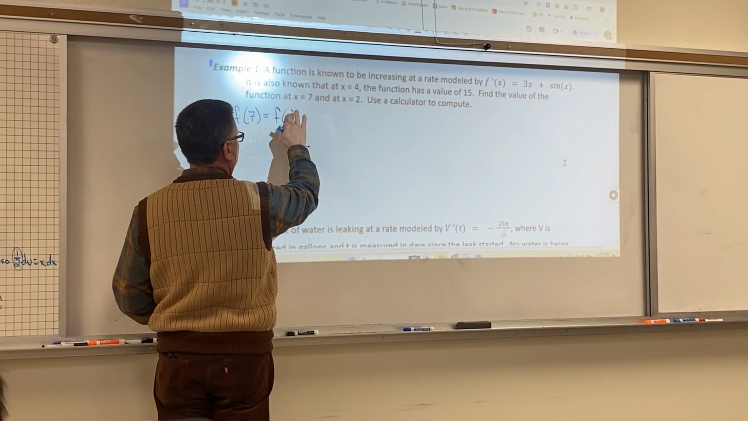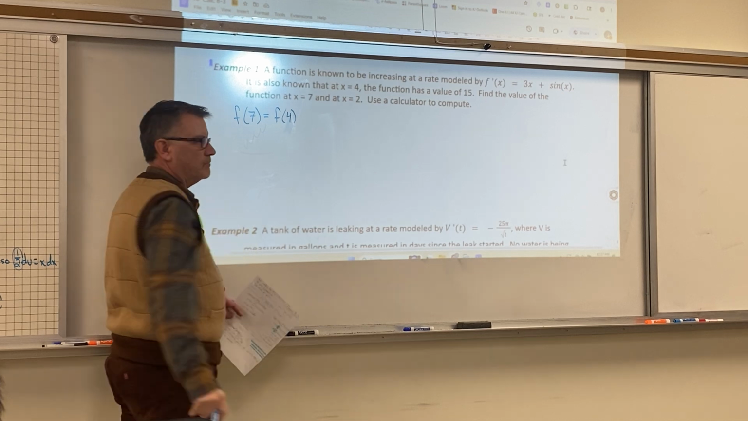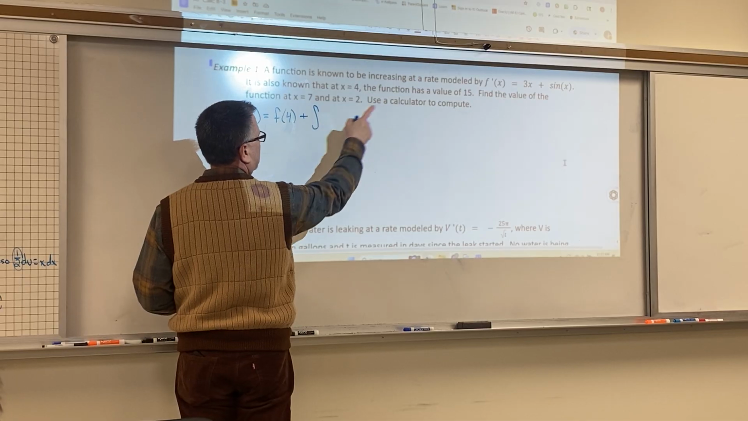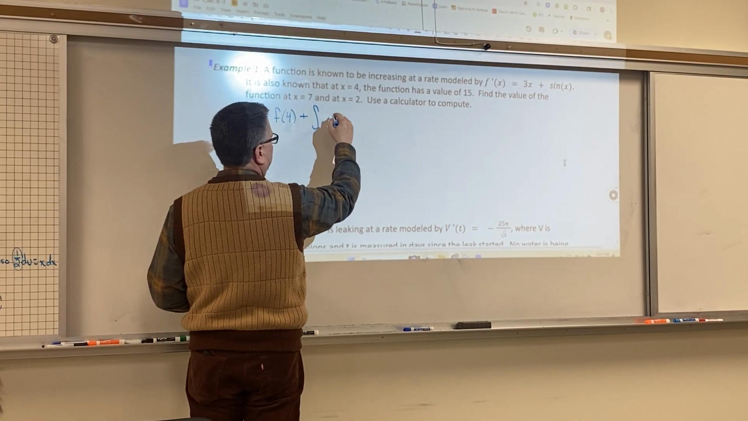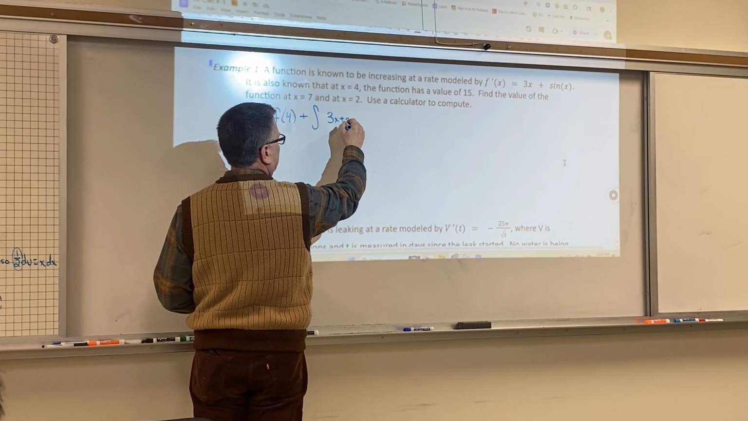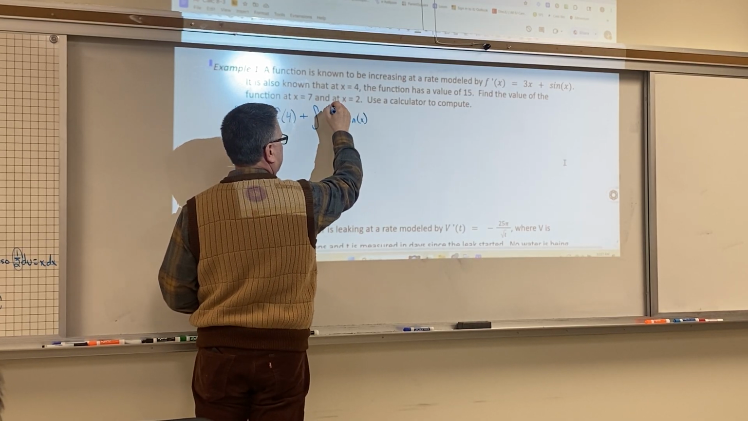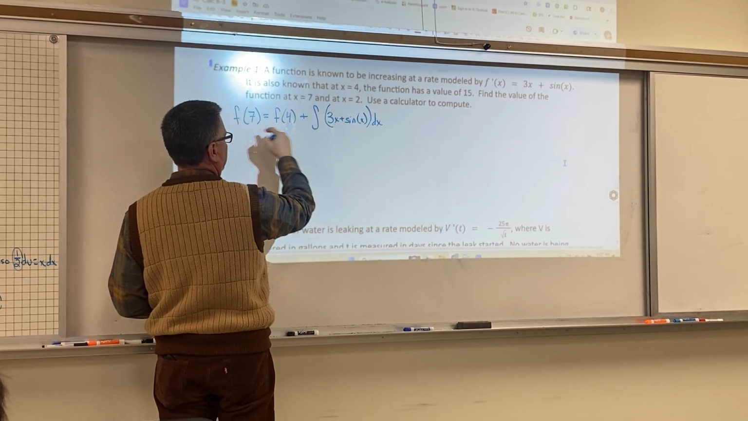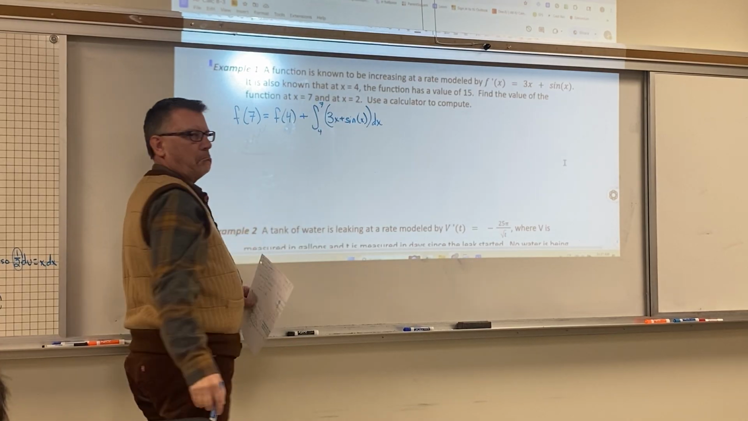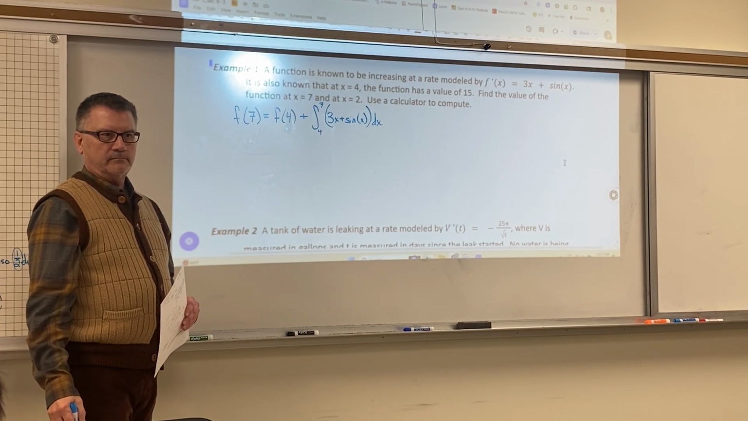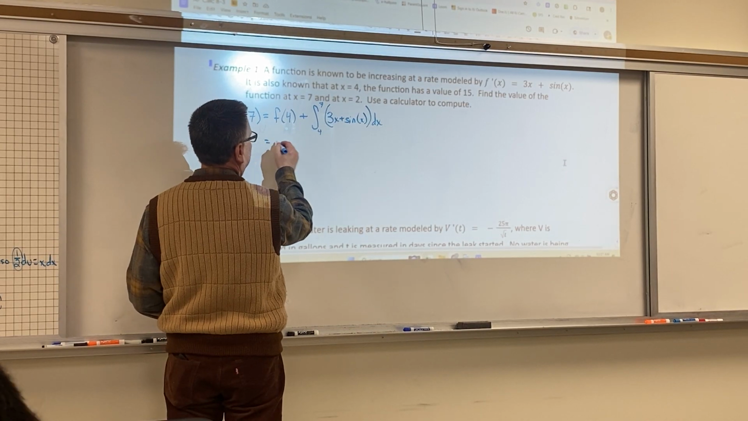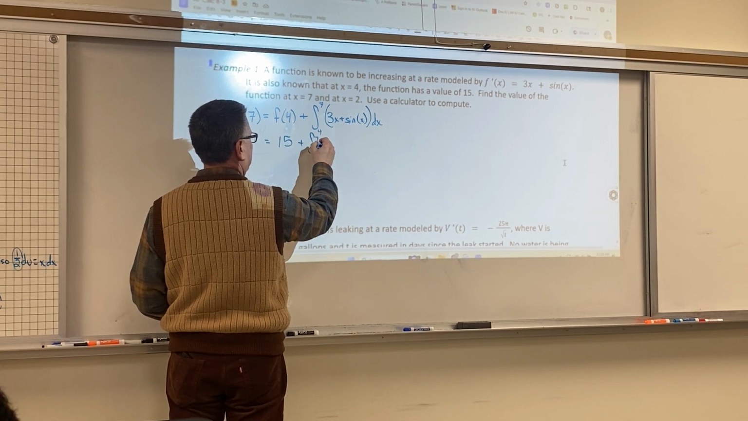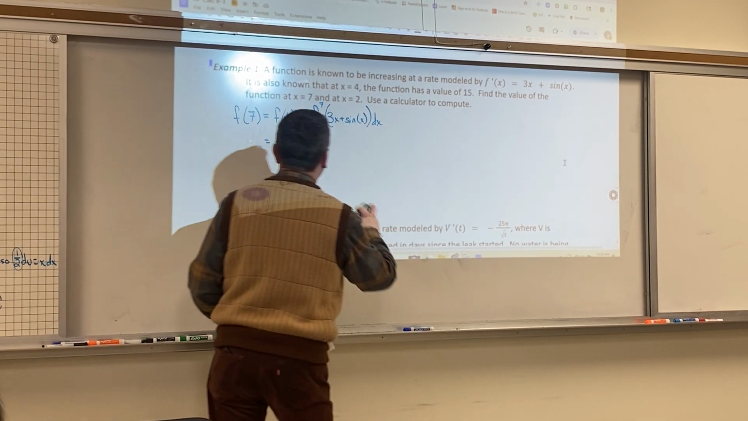what, we know x is 4. And it's increasing. So if I add the net rate of change, the integral of 3x plus sine x dx, if I go from 4 to 7, I should be able to get it. Because I know what f of 4 is. That was 15. And then I could probably pick this up from my calculator.